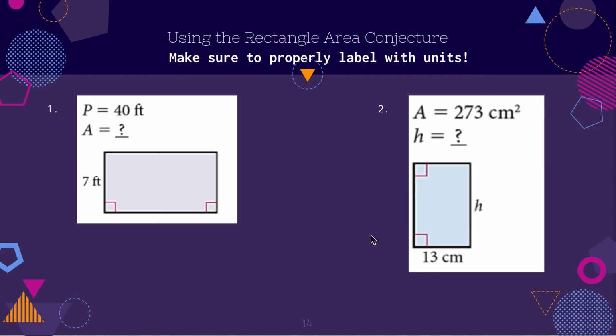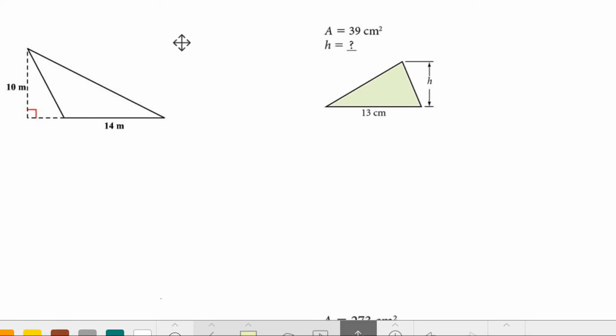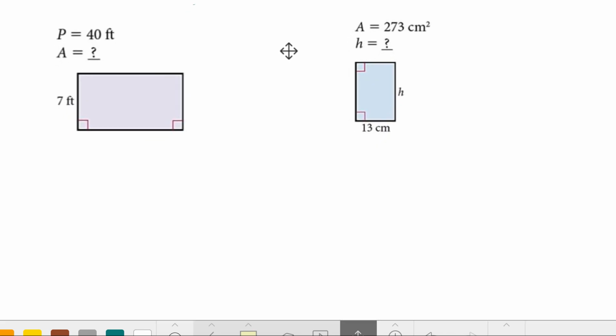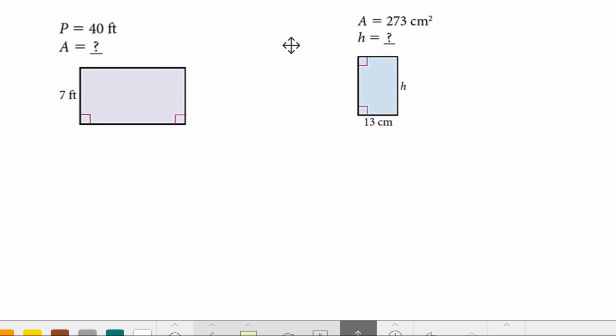Okay, so now that you've given them a try, let's try them out together. Let's move to our rectangle questions. Here I'm telling you that the perimeter is 40 feet, and I want to find the area. The first thing we have to do is find the other side length. Right now I know that this side length is 7, which means this side length is also 7 since it's a rectangle. If they're both 7 together, that makes 14.